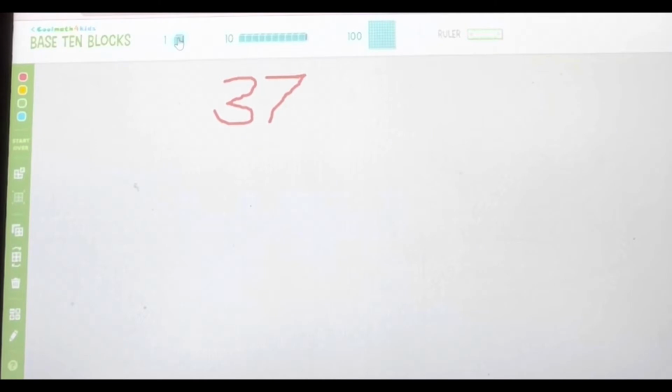All right, so now I'm going to represent the number 37 using base 10 blocks. We have a 7 in the ones place, so I'm going to count out 7 ones as I bring my ones blocks out. 1, 2, 3, 4, 5, 6, and 7.